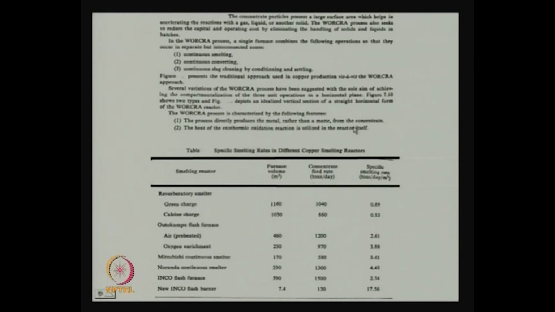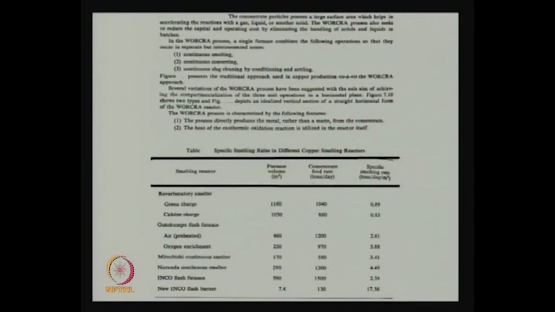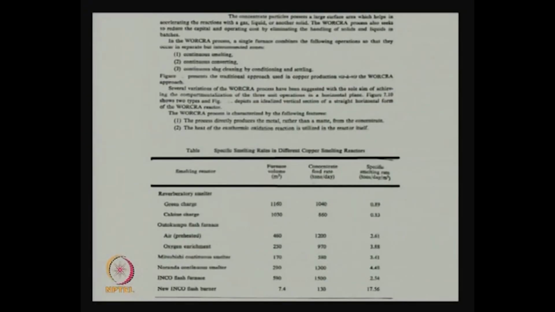Now, many such continuous smelters have been proposed, and in my book I have given a comparison of the smelting rates in different copper smelting reactors. It is difficult to make a direct comparison, because reactor shapes, sizes, etc., are different, but one way would be to compare specific melting rate, which is tons per day per meter cube.